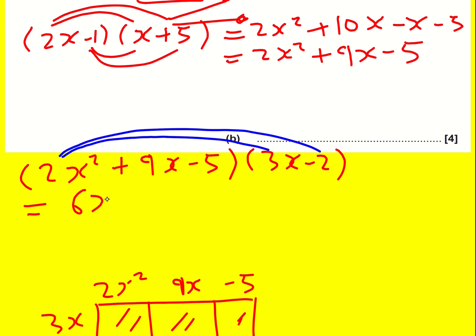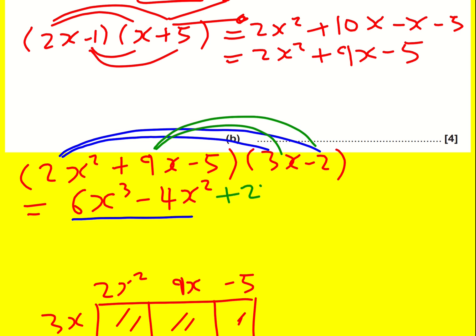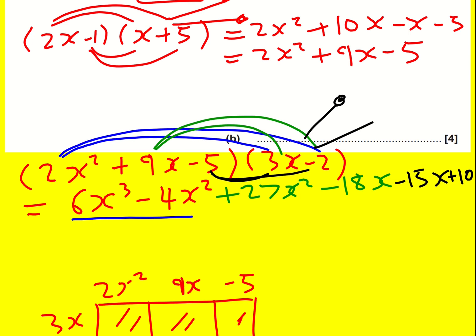6x cubed minus 4x squared from the blue. I meant this to be blue. Then I'm going to do 9x times, that's going to give me 27x squared minus 18x from the green. And then the black is going to be, let's do it down here, minus 15x plus 10. And I've got my uber crab with like 3 claws, and I found these 6 terms.